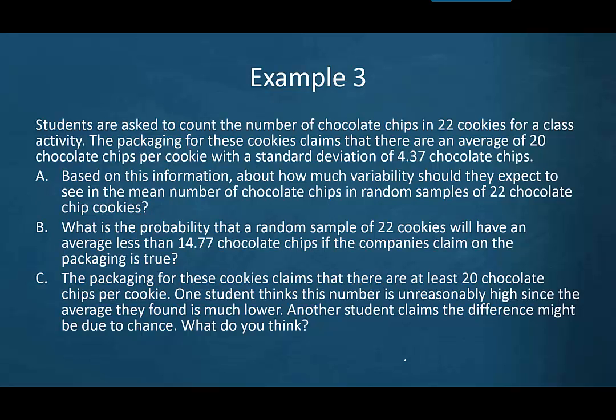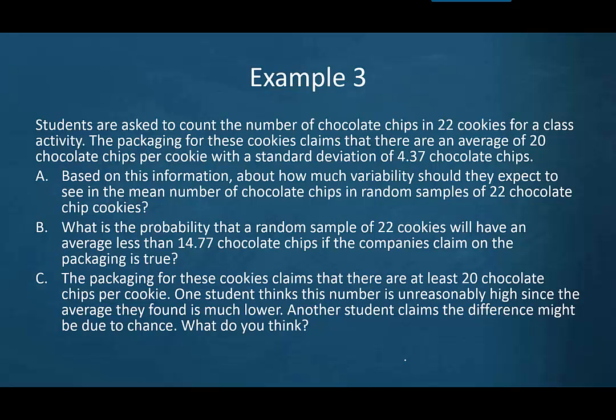Example 3. Students are asked to count the number of chocolate chips in 22 cookies for a class activity. The package for these cookies claims that there are an average of 20 chocolate chips per cookie with a standard deviation of 4.37 chocolate chips.